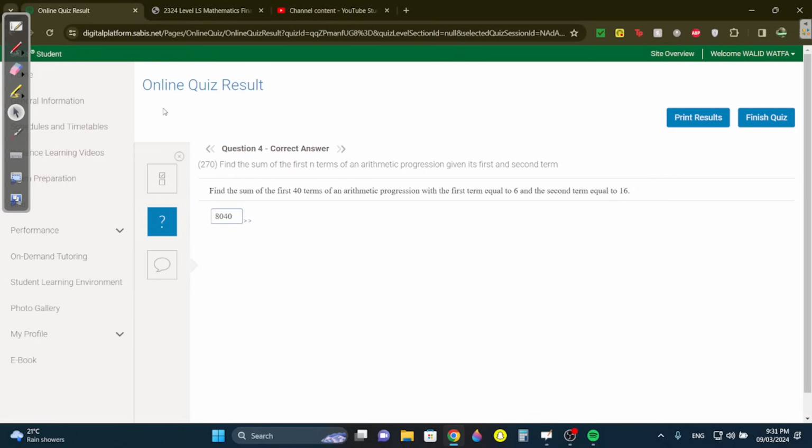Question 4. Find the sum of the first 40 terms of an arithmetic progression with the first term equal to 6 and the second term equal to 16. Okay, so we want the sum of the first 40 terms. The sum of 40 is going to be n over 2 times a1 plus an, right?